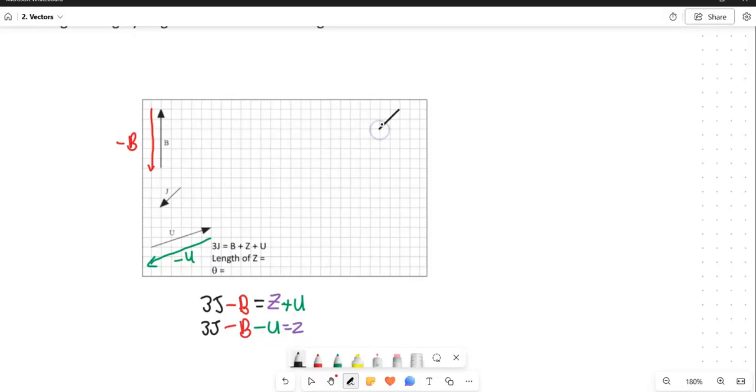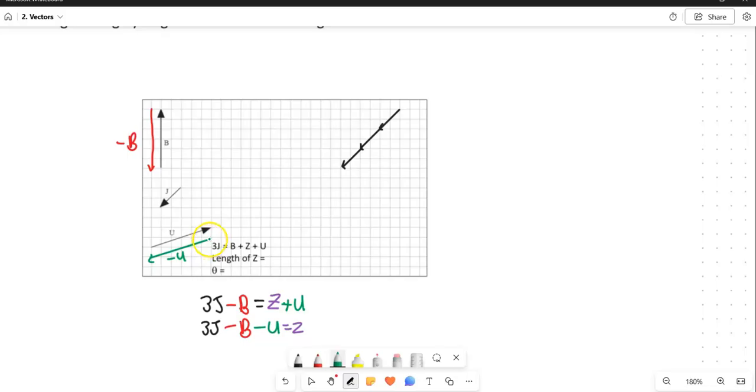There's 1. There's 2. And there's 3. And then this u vector looks like it's pointing 1, 2, 3, 4, 5, 6 down. And so it's down 2, but shoot, let me just double check this. This u vector should be pointing, looks like it's down 2. So that should be the u vector.